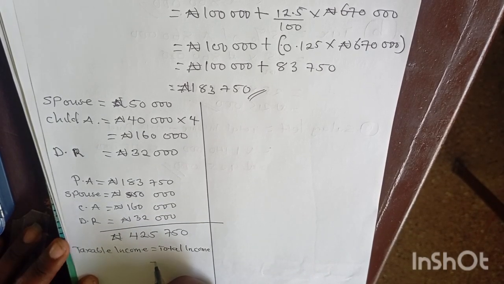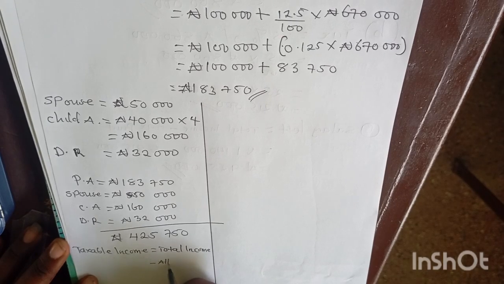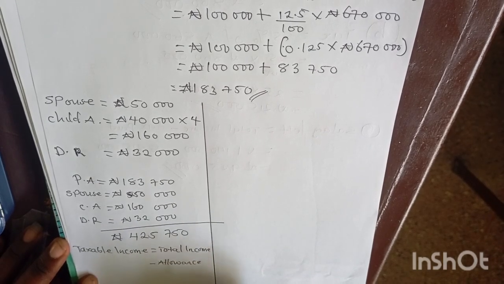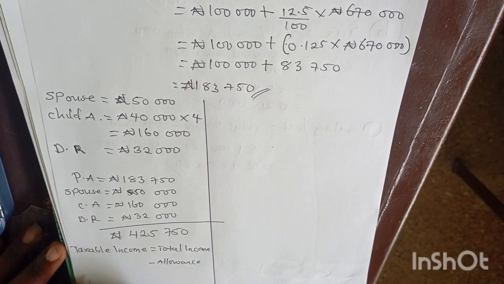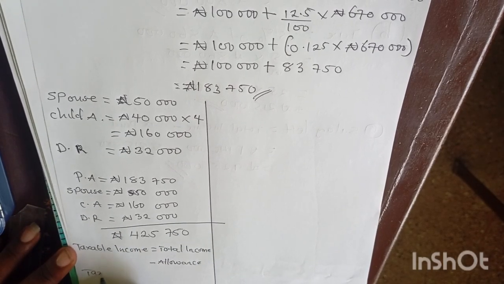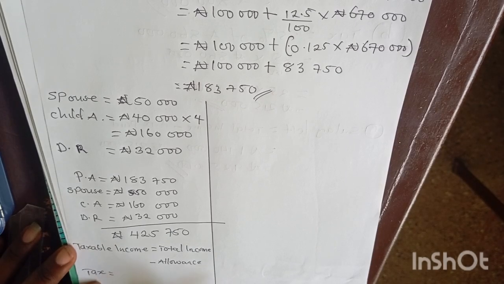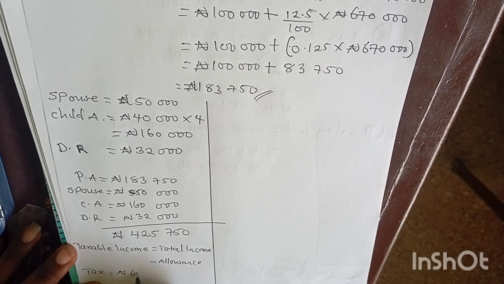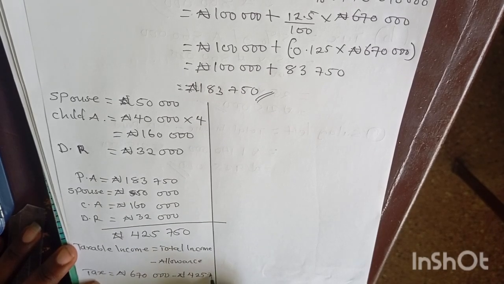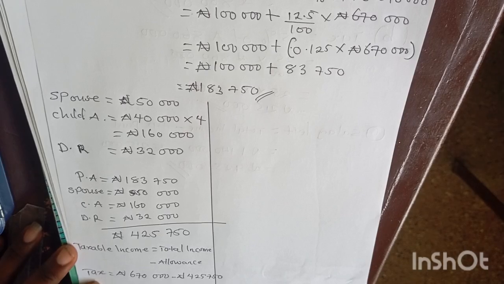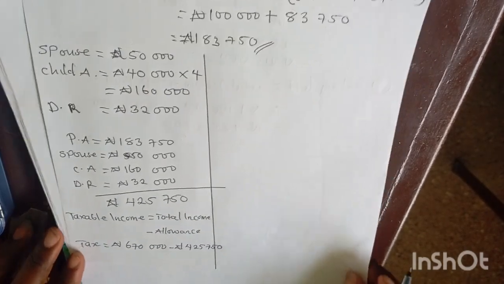minus allowance. You can possibly say total allowance, but our attention is here. So tax is equal to, what is our total income? We are having 670,000 minus what's our allowance? We are having 425,750. So now this is what we're having.